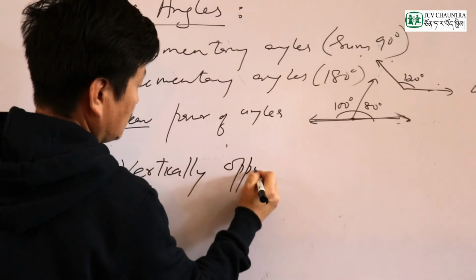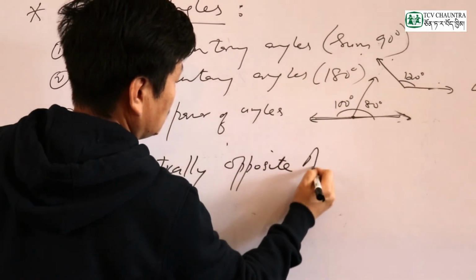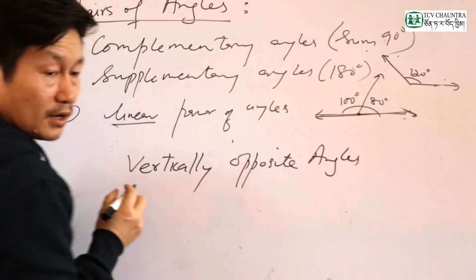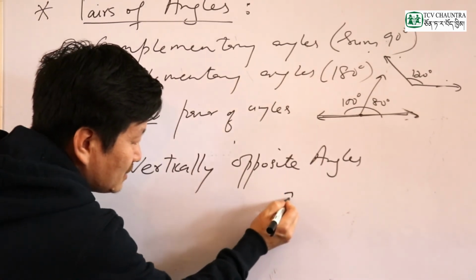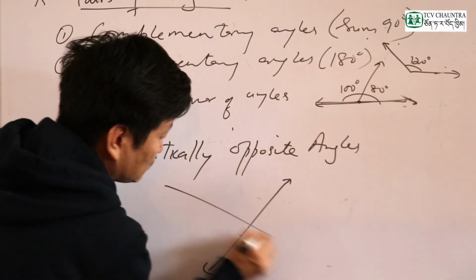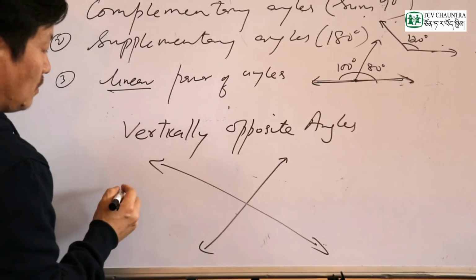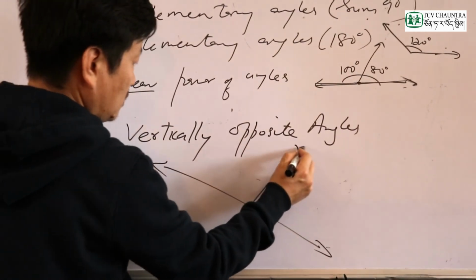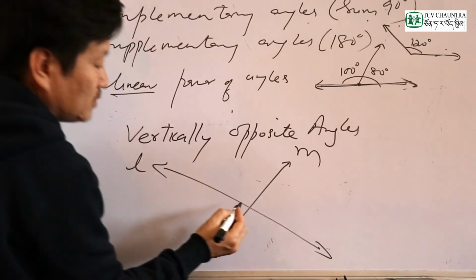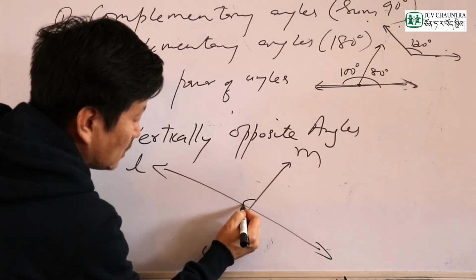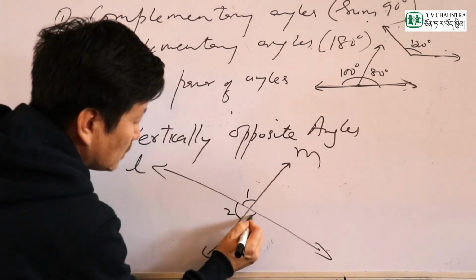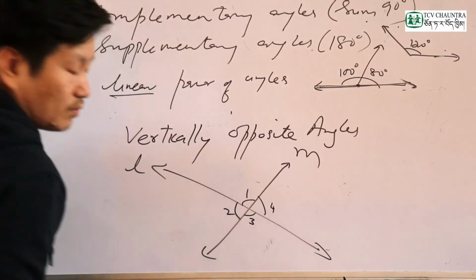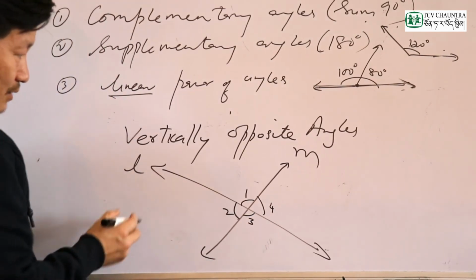Vertically opposite angles: the pair of angles formed on line intersection, when two lines cross. Line L, line M. The angles it forms are angle 1, angle 2, angle 3, angle 4. They are vertically opposite angles.